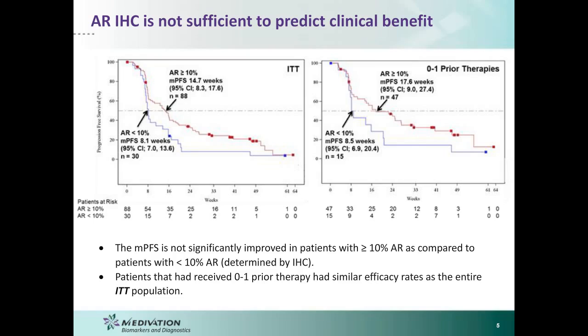If you reduce the population to just those women who received 0 or 1 prior therapy, so they weren't extensively treated prior to entering the study, that benefit is increased, with 50% surviving at 8.5 weeks when they had less than 10% AR staining, and 17.6 weeks for those that had greater than or equal to 10% AR staining. However, this was not statistically significant, and the samples were used further for biomarker analysis.